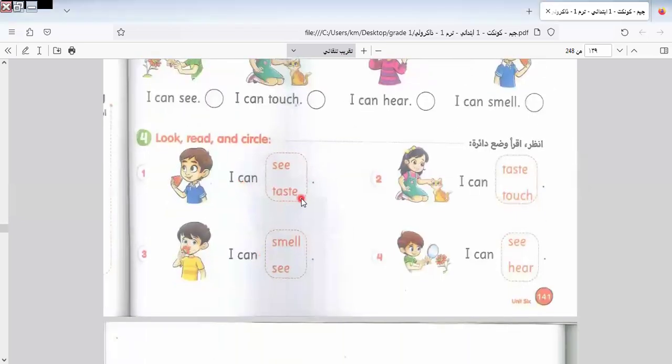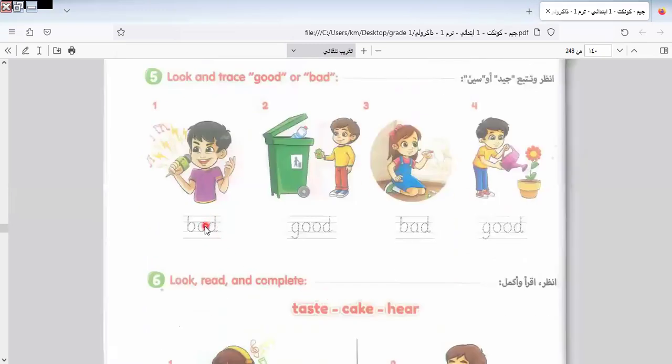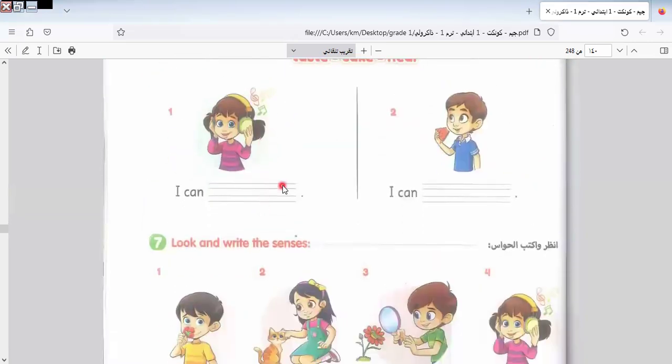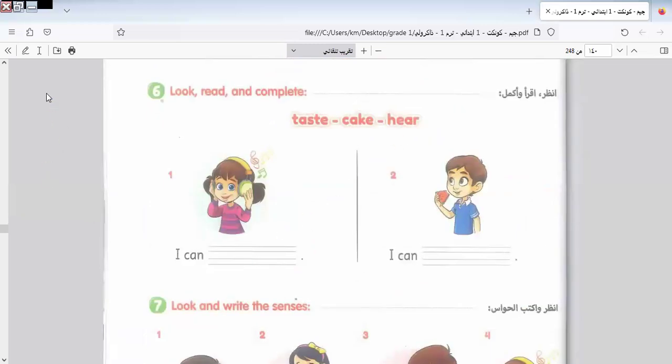Here we have, I can what? I can taste. I can touch. I can see. I can smell. Okay. Here is bad. Here is trace. Bad and good. Here is bad, good, bad, and good. Okay. Here is, I can what? I can hear. So I put here. Here, can hear. I can what here? I can taste. Because taste. Okay.